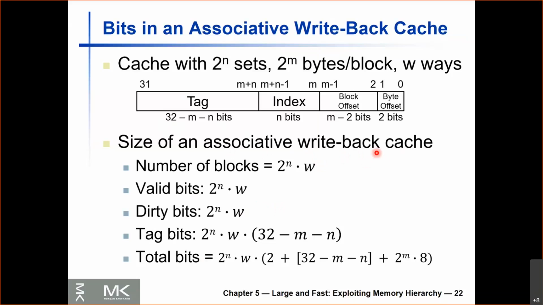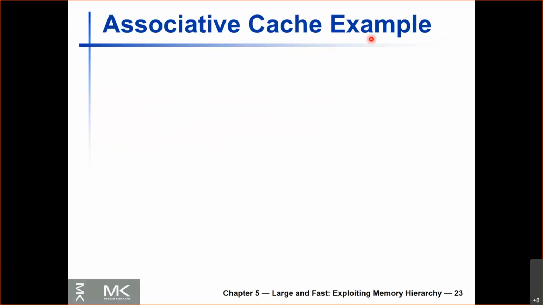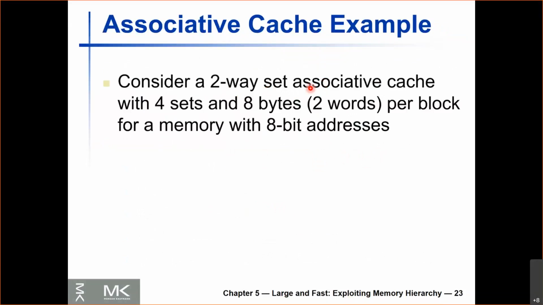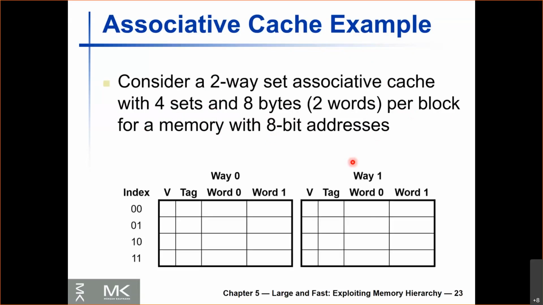All right, so having this, let's do an example of an associative cache. So let's say we have a two-way set associative cache that has 4 sets and 8 bytes, which means 2 words per block, okay? And let's say our memory is an 8-bit address memory, okay? So first of all, what does this cache look like? Well, it's going to look like this. We have 4 sets, so we have 1, 2, 3, 4 sets, and we need a 2-bit index to index 4 sets. It's a two-way set associative cache, so every set is going to have 2 ways. So every set is going to have 2 blocks. And then we have 8 bytes per block. So we're going to have 2 words per block, word 0 and word 1 in each block.